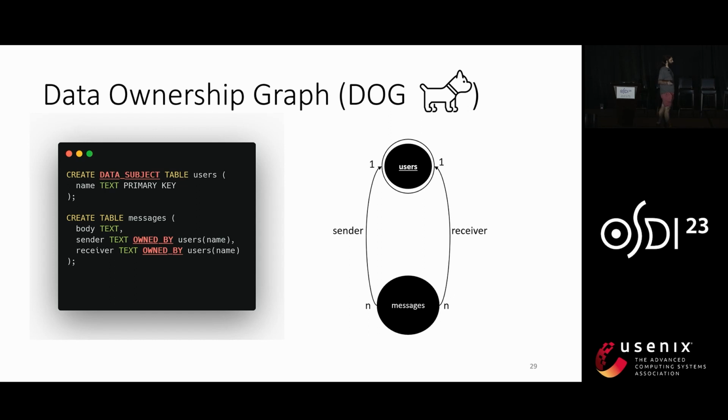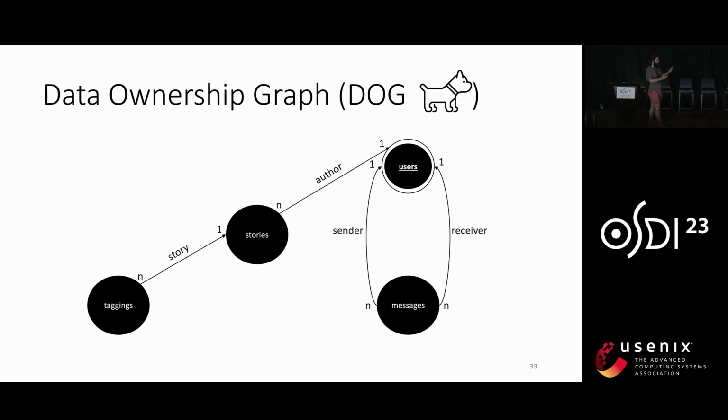Internally, K9db represents these policies and these annotations using the data ownership graph, or DOG for short. The DOG is a multi-graph where every node represents a table, and every DOG needs to have at least one data subject table, which is highlighted using double circles. The edges in the DOG correspond to annotated foreign keys that carry some ownership semantics. And the edges always point towards the data subject, either directly or transitively, even if the underlying foreign keys point in the opposite direction.